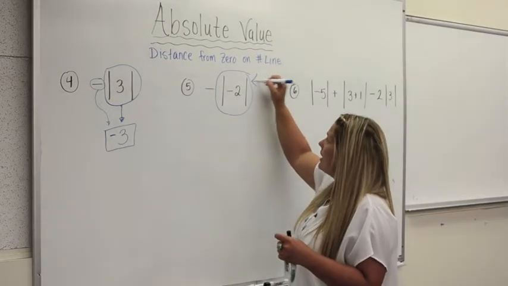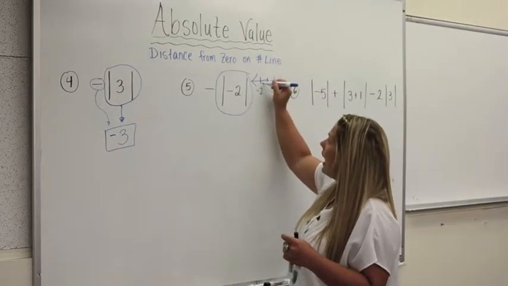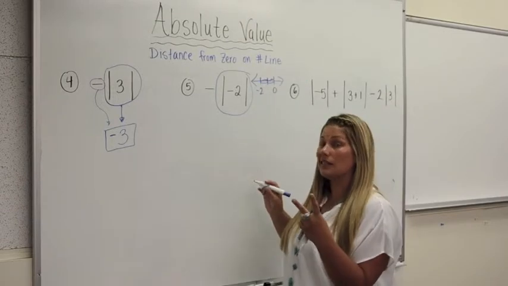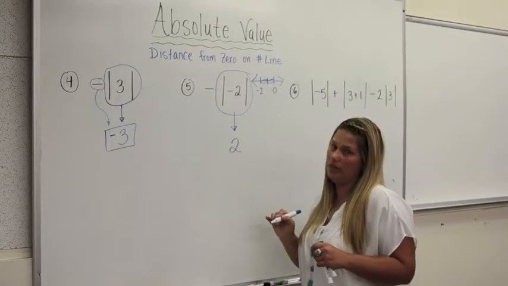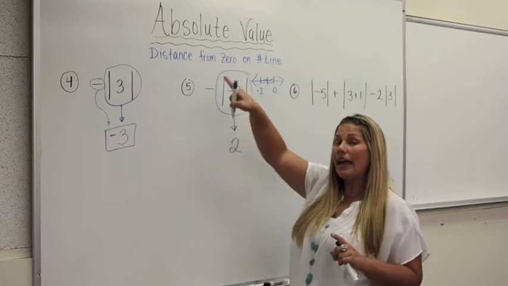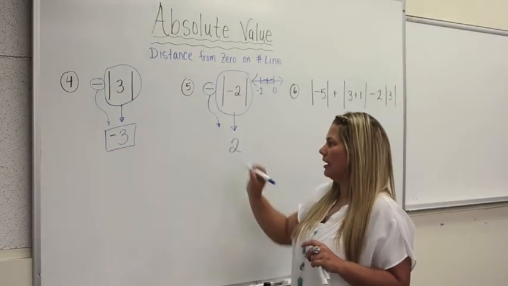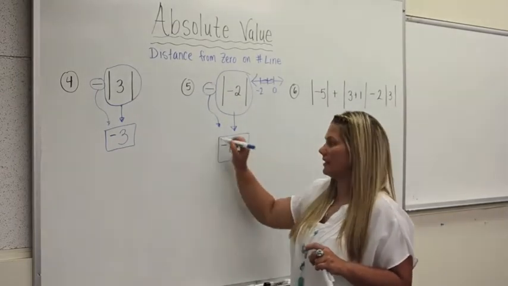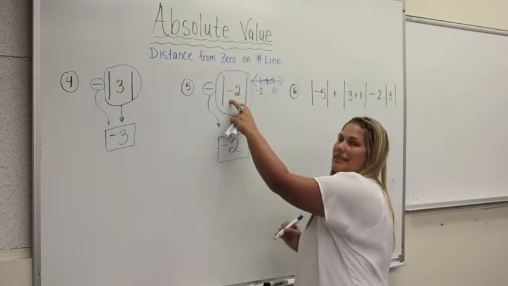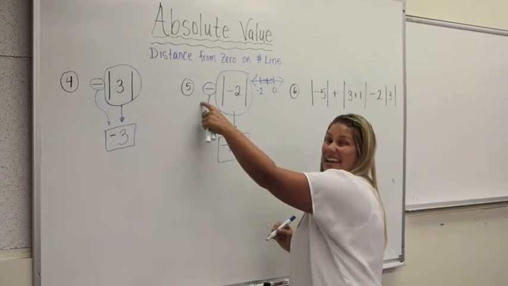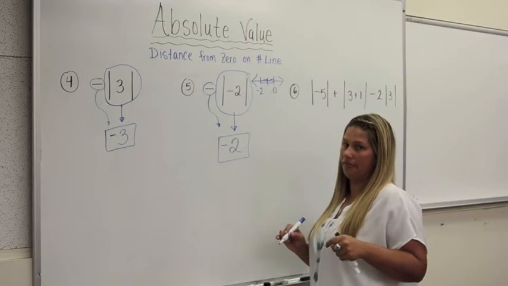And if I'm looking on a number line from 0 to -2, I have 2 spaces. So the absolute value of -2 is +2. But don't forget, after we take the absolute value, we still have that negative, which actually makes this whole answer -2. So it doesn't matter what's inside those absolute value bars. If the negative's on the outside, your final answer is going to be a negative.